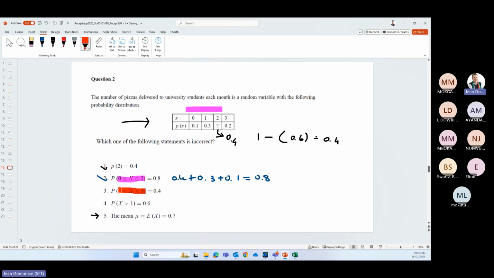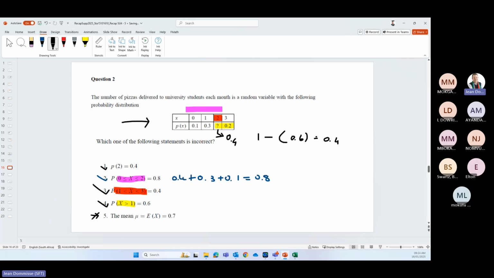So between 3 and 1, so excluding 3, excluding 1. So we're actually only looking at 2. That is 0.4. And then let's see what is the other one. Bigger than 1. Okay, bigger than 1 is not including 1. It's bigger than 1, so it's 2 and 3. So 0.4 plus 0.2 is 0.6.